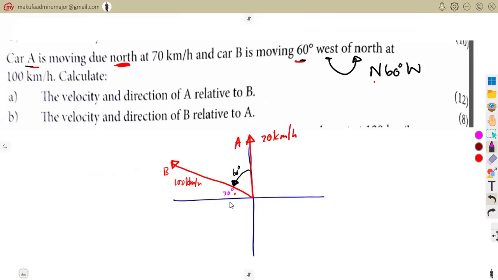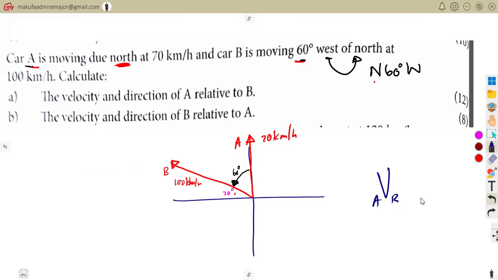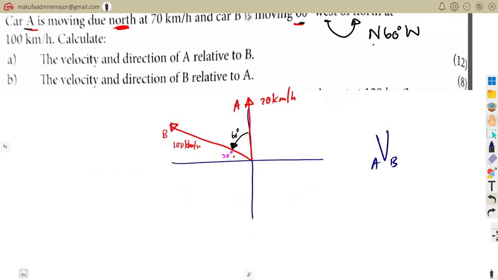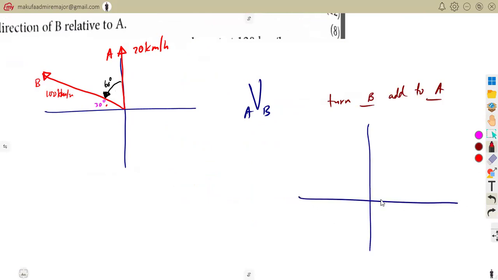Let us answer the question now. A, the velocity and direction of A relative to B. Yes. We are first going to turn B. So it's going to be in the fourth quadrant, our condition being B added to A. All right. So we are going to have our B this side in the fourth quadrant. Is that so? Yes, sir. No problem.